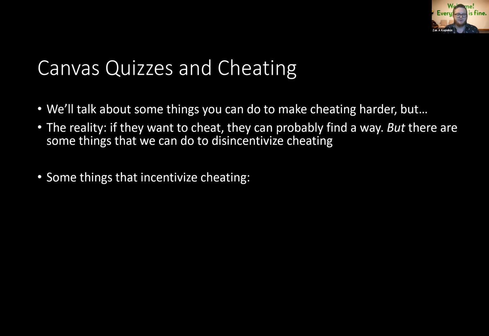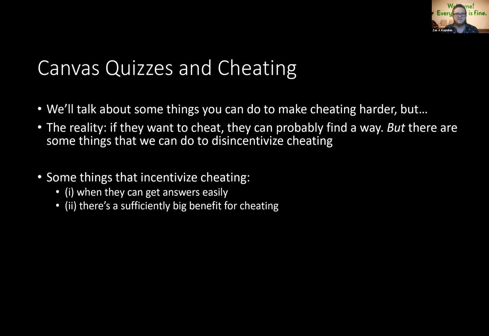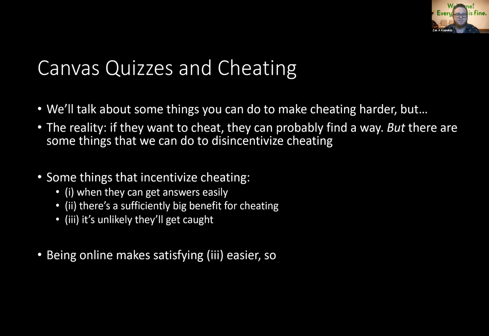One thing that you'll see if you're looking into this is people highlight these different things that incentivize cheating. So when students can get the answers very easily, they're more inclined to cheat. When there's a sufficiently big benefit, so if there's a lot at stake, that incentivizes them to cheat often. And also, if it's unlikely that they're going to get caught, they can cheat easily and they don't risk much. This also incentivizes it. I think of it as an expected value type thing. So students unconsciously do some kind of expected value calculations. So being online can make it much easier for them not to get caught.